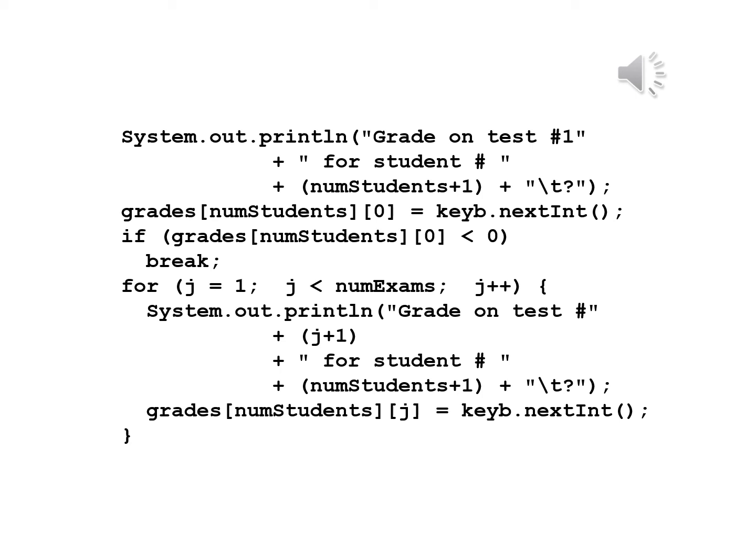Now we have the inner loop where we will read the remaining grades. For j equals 1, j is less than numExams, j++. System.out.println, "Grade on test number", j plus 1, "for student number", numStudents plus 1, and then the tab. And lastly, grades[numStudents][j] equals keyboard.nextInt. With this, we are now out of the inner loop.